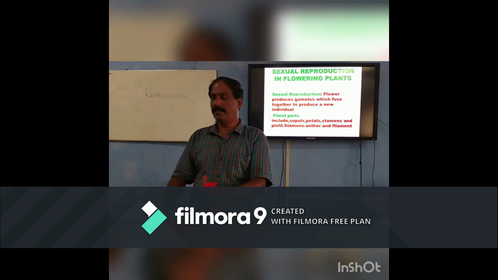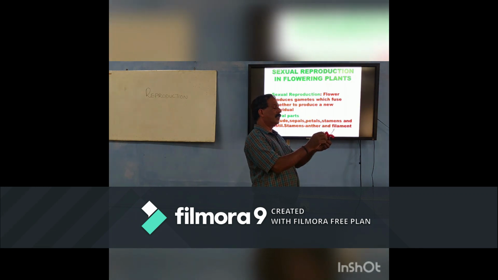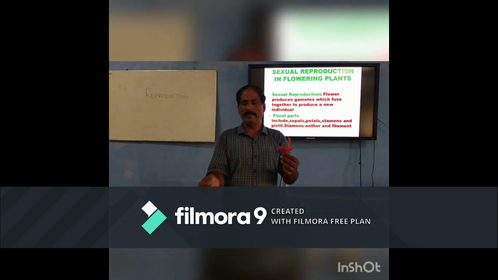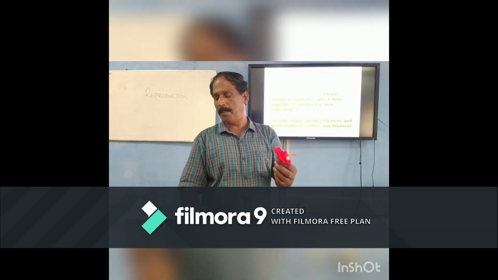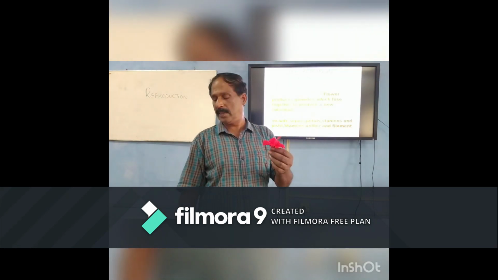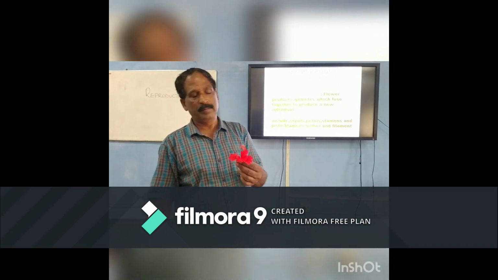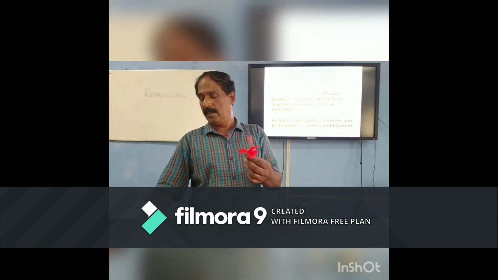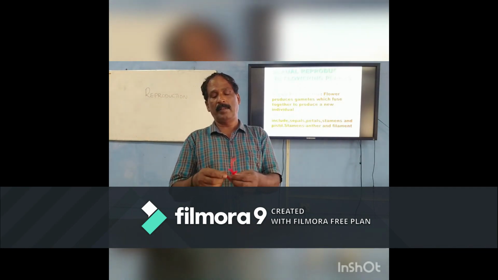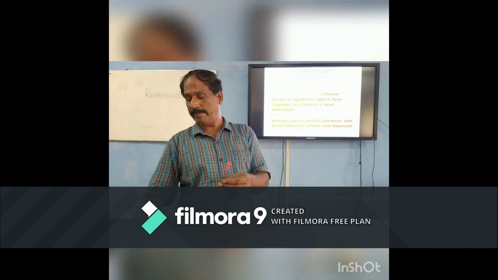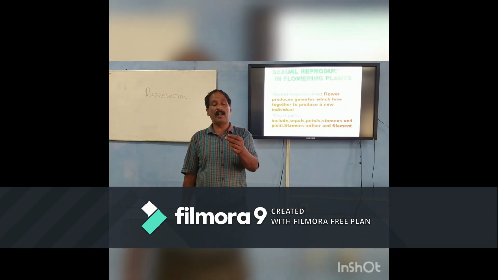The first part in the flower is the sepal, and sepals combined form the calyx. Then petals are there. These are petals. The petals together are collectively called the corolla.